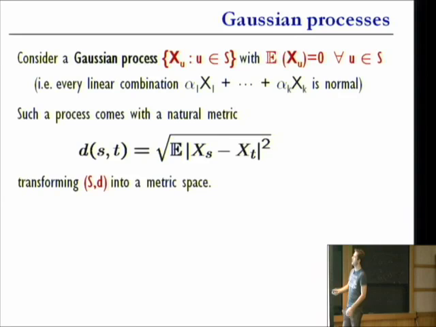Up to translation, these distances determine the process. This process is exactly determined by the covariances, by the expectation of xu xv. So this distance basically characterizes the process. You can think about this as a geometric object.